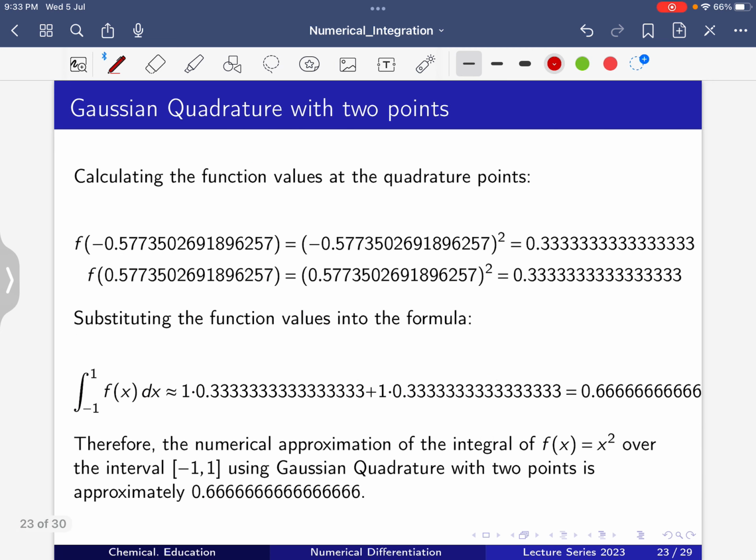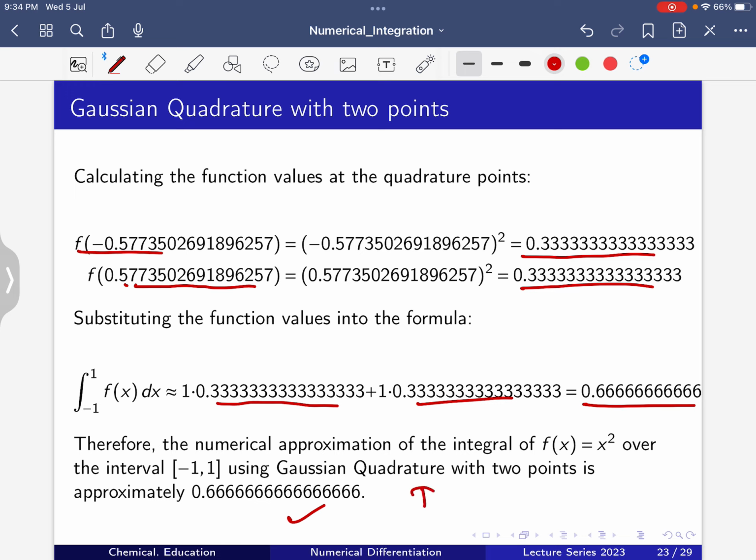So f of minus this will give 0.333 something, f of 0.57753, so that will be 0.33 something. Now -1 to 1, so that will give 1.033 something into 1 into this, so that will give 0.666. The original integration is 0.33, so if you take the 2-point formula, the integration will not be perfect. We will not get the exact value.